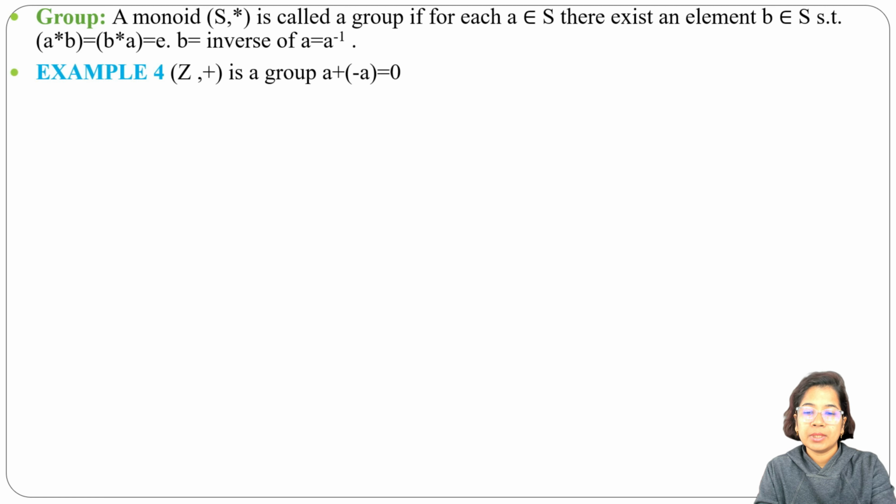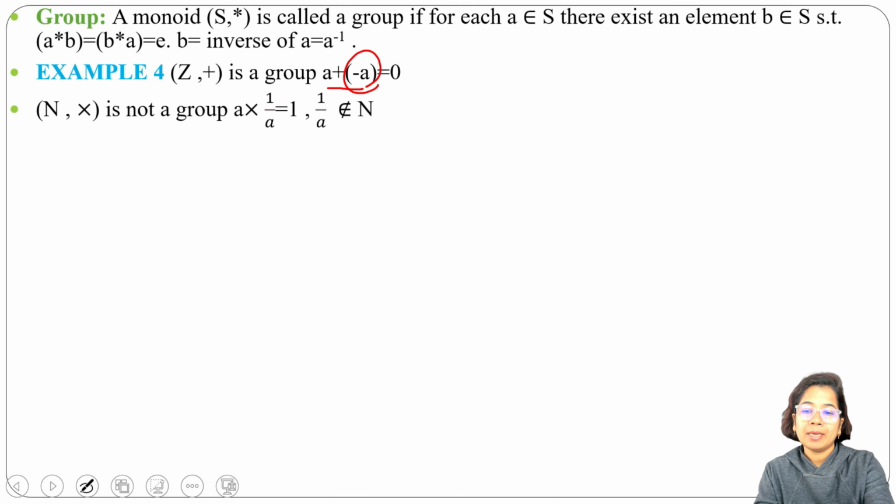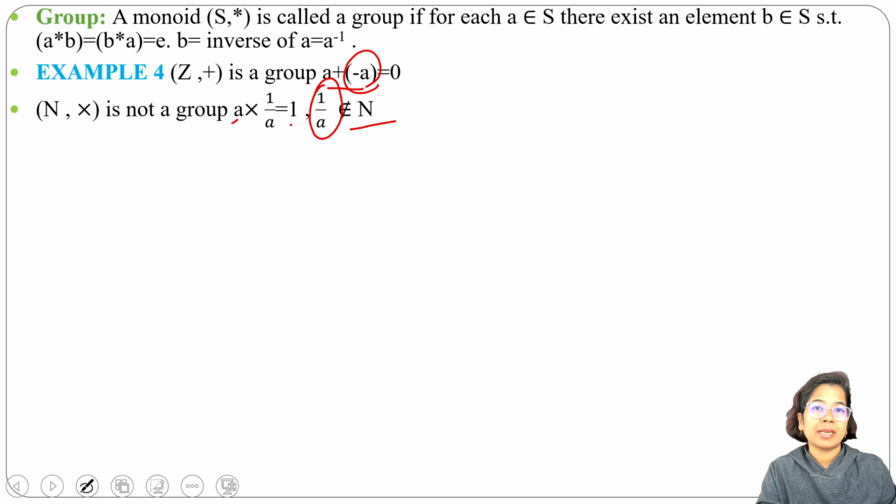Let's see some examples. Z plus is a group as a plus minus a equals 0. So here minus a is the inverse. Now N multiplication is not a group, as in case of multiplication, a multiplied by 1 by a will be 1, but this 1 by a doesn't belong to N, hence it is not a group. So for group we'll check closure, associative, identity and inverse. If it satisfies all four, then it's a group. Identity element is unique, but for every element there can be a different inverse.